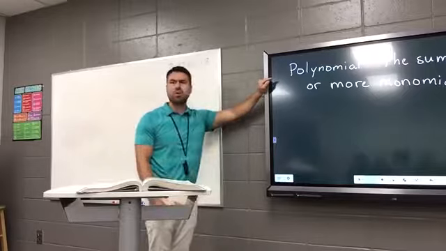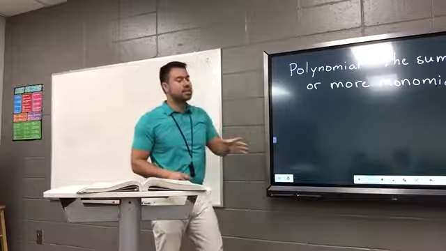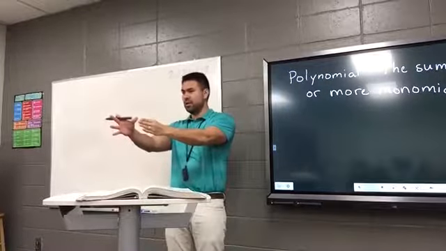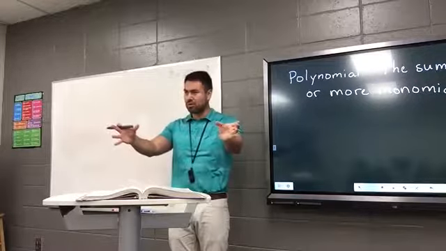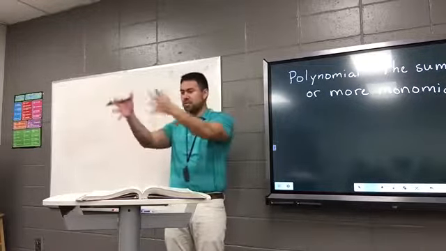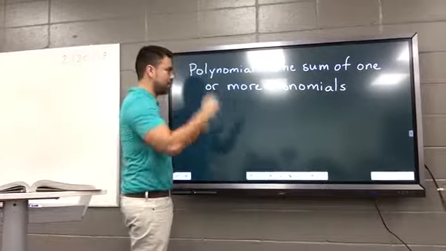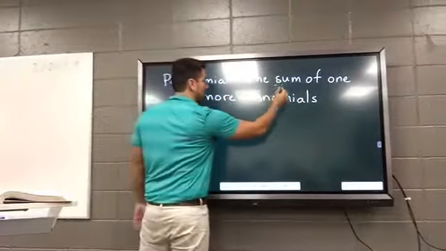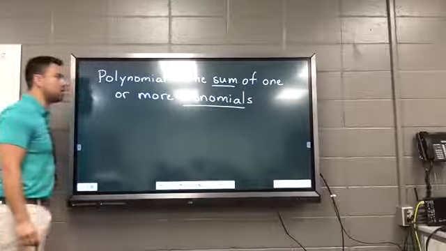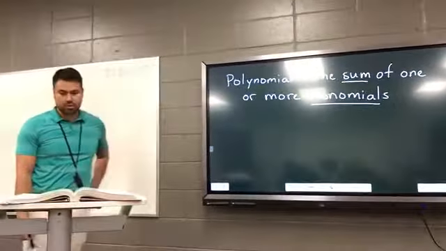How can you have a sum of just one thing? Well, technically, if I gave you one monomial, you can add it with 0, and it would just be that one monomial. So one monomial could still be a sum, but it's the sum of one or more monomials. You have to know what a sum is and what a monomial is to know what a polynomial is.